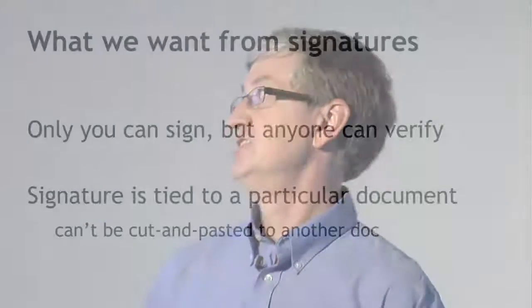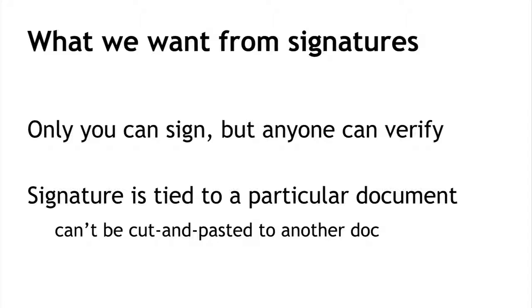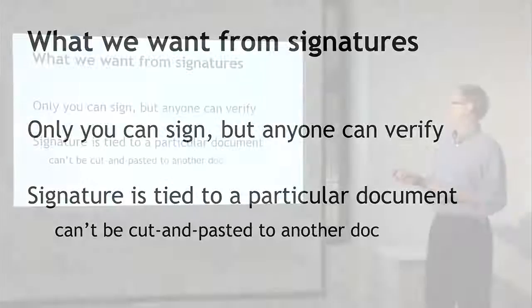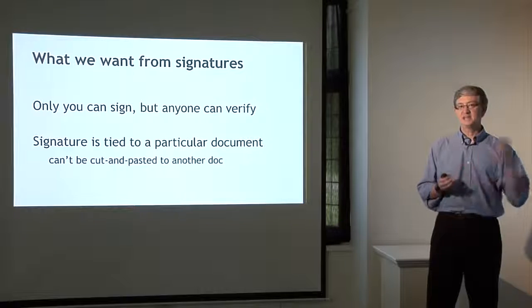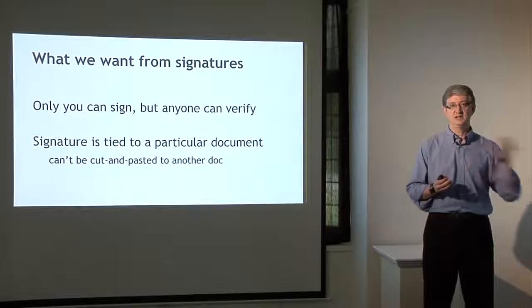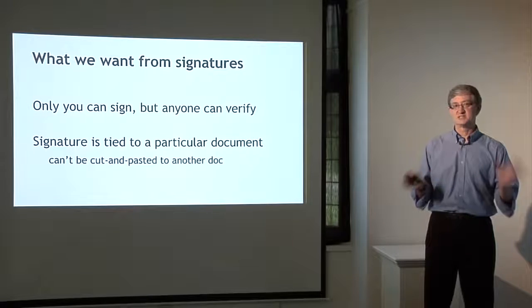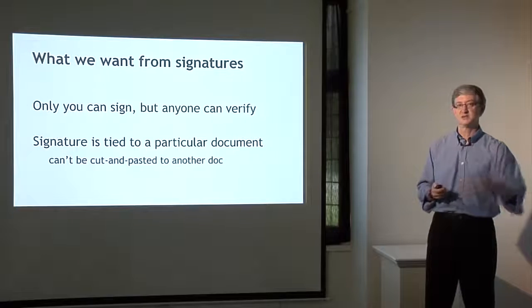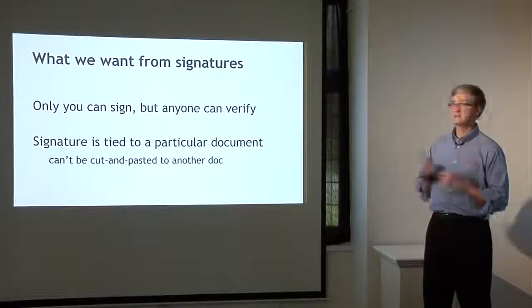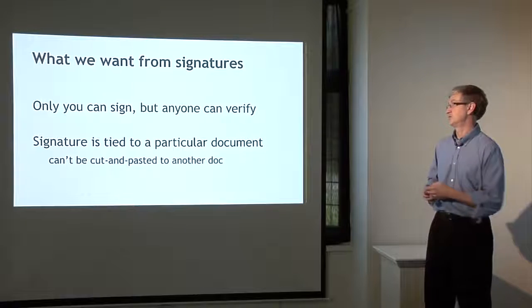What that means is this. What we want from signatures is two things. First, just like an idealized paper signature, only you can make your signature, but anyone who sees your signature can verify that it's valid. And the second thing you want is that the signature is tied to a particular document, so that somebody can't take your signature and snip it off one document and glue it onto the bottom of another one. Because the signature is not just a signature, it signifies your agreement or endorsement of a particular document. So the question is, how can we build this in a digital form using cryptography?